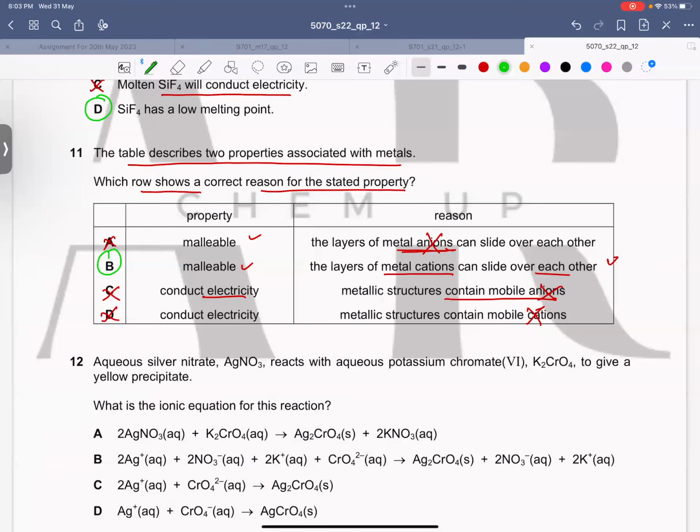Yes, the mobile ions are there in the molten and electrolytic state of ionic compounds and some of the covalent compounds as well, like acids. Yes, Rayyan, Fahad, Hassan. If anyone has any doubt, do ask. No, sir.